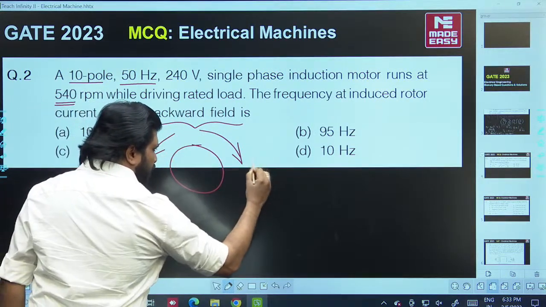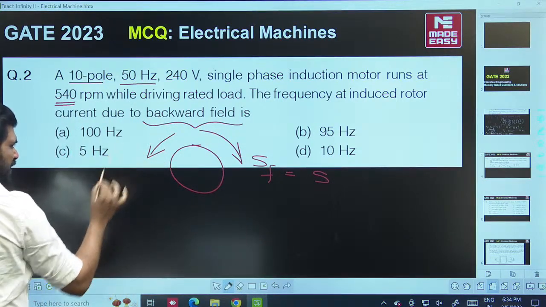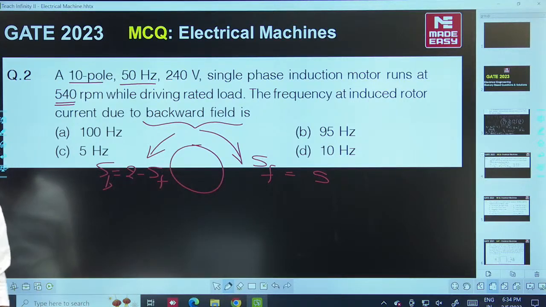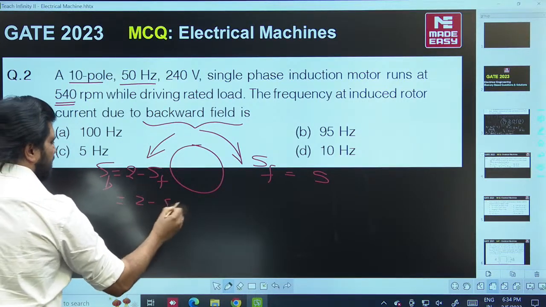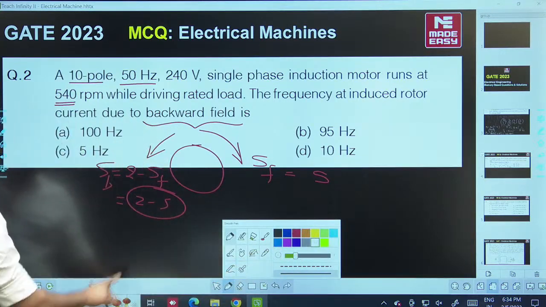The slip for the forward field is SF, and then the slip for the backward field, SB, is equal to 2 minus SF, or simply 2 minus S. This is the basic you all know. So, first calculate slip.